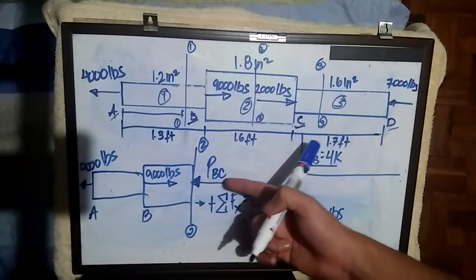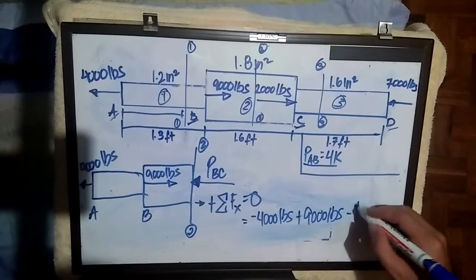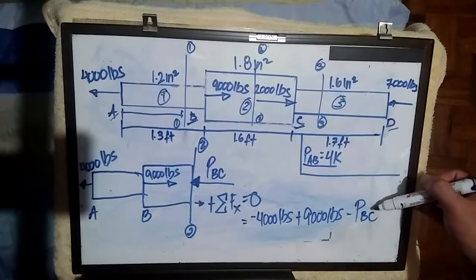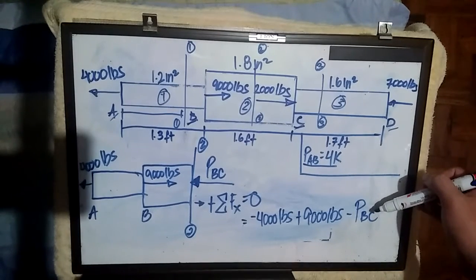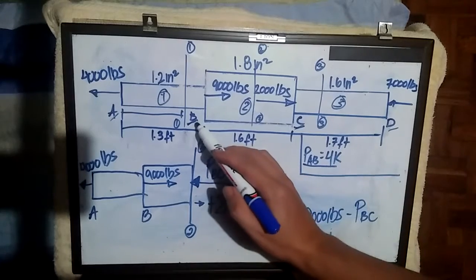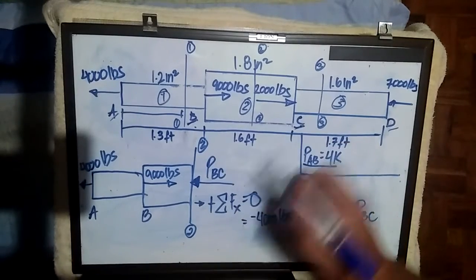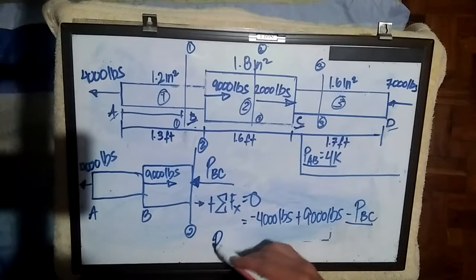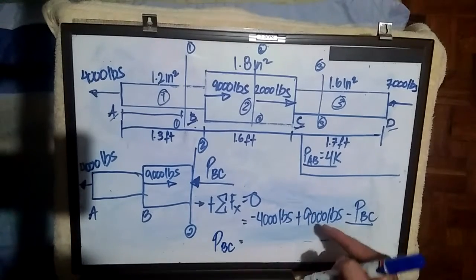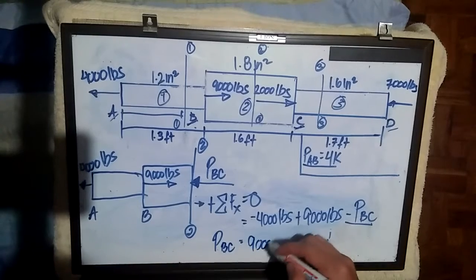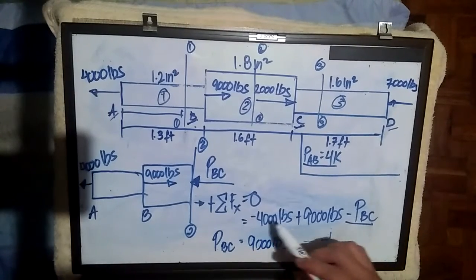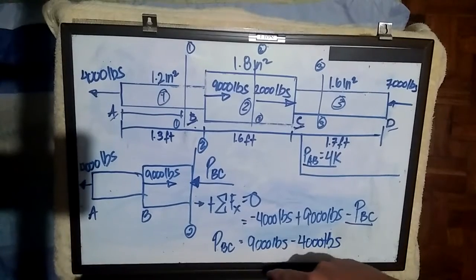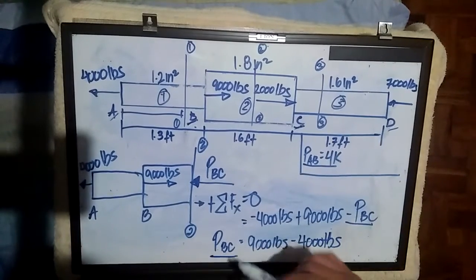Tapos, yung P sub BC natin is going to the left. So, negative P sub BC. Yung kailangan natin i-isolate dito is this one, kasi kailangan natin malaman yung internal force that is acting dito kay segment B to C. So, let's transpose this one to the left side of the equation. So, P sub BC ngayon is equals to 9,000 pounds minus 4,000 pounds. Yan. Diba? So, let's try to solve what is P sub BC.